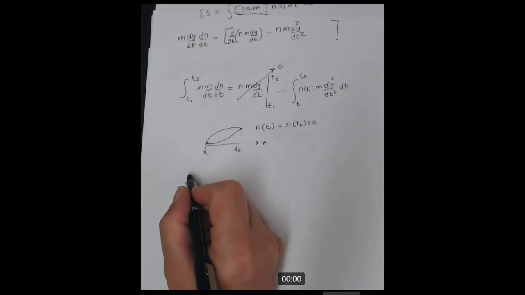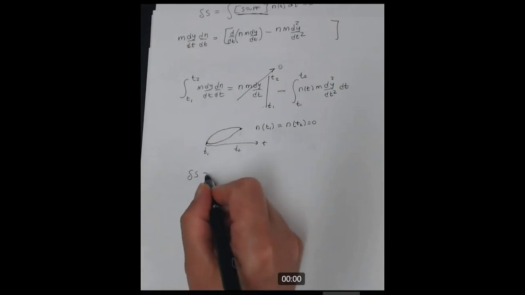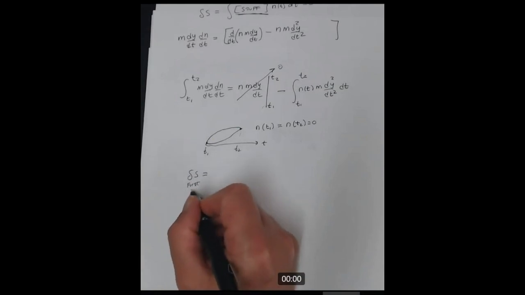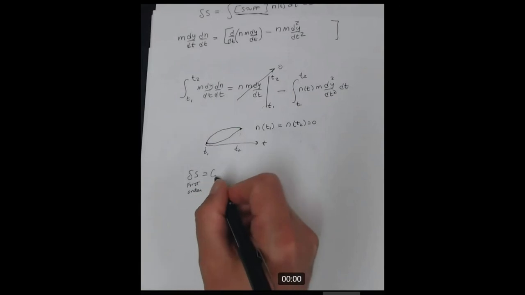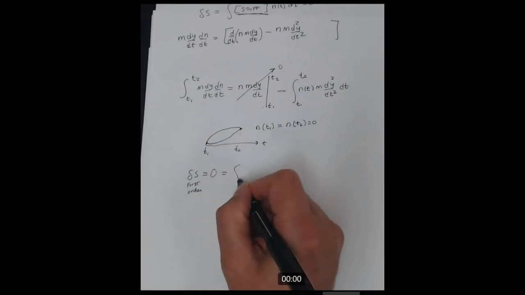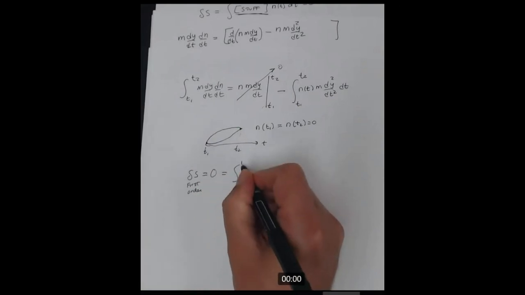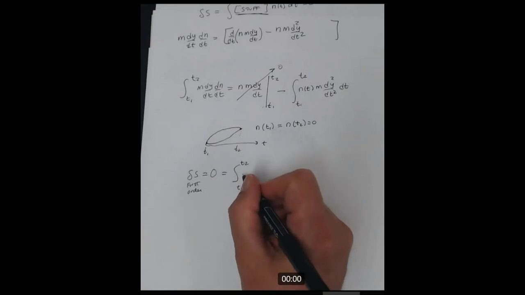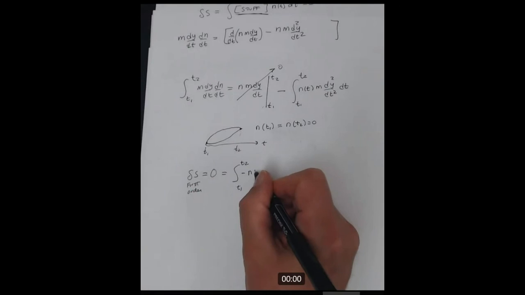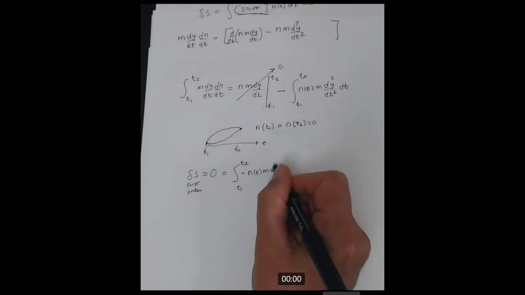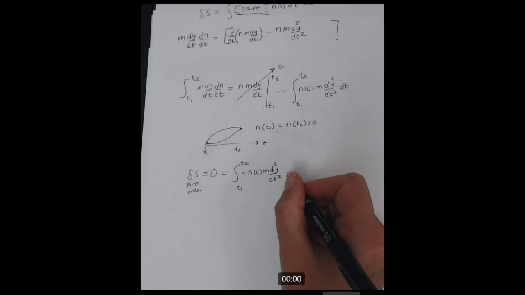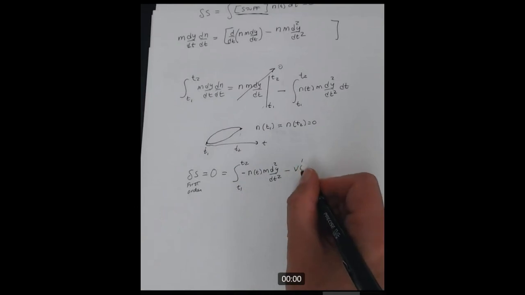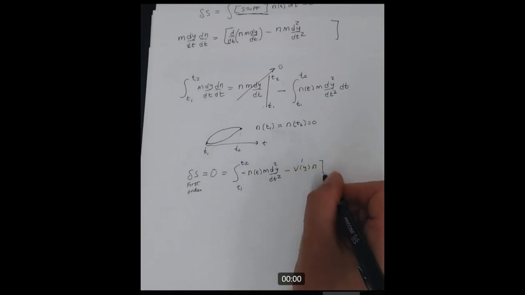So going back to our variance in first order that we want to be equal to 0, it should equal the integral from t1 to t2 of negative n of t times m d squared y/dt squared minus V prime of y, n dt.